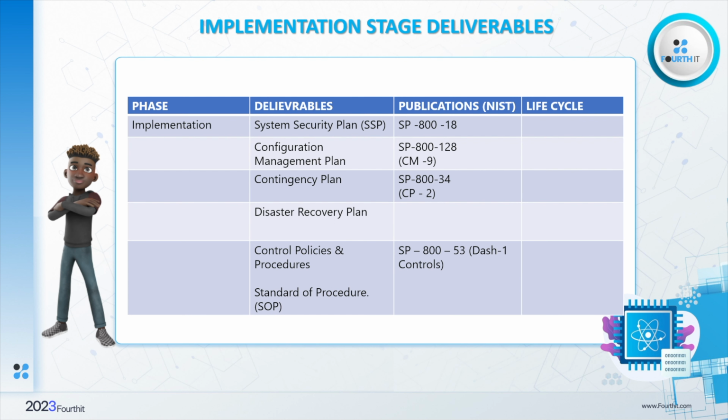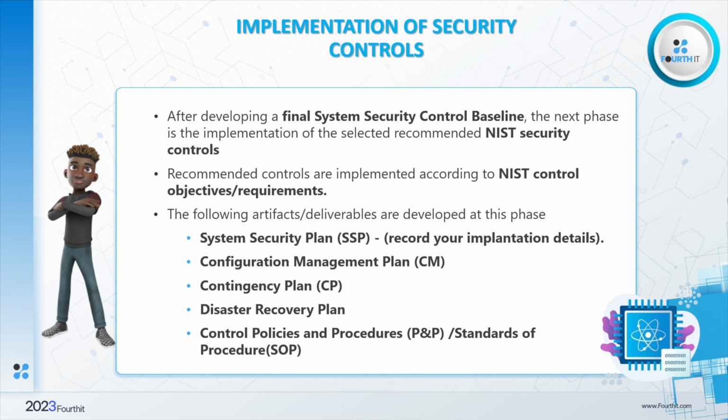implementation. Now, we need to put together our SSP, our configuration management plan, our contingency plan, our disaster recovery plan, control policy and procedures. Then we also have our standard operating procedure, or we have our control policy and procedure, or our standard operating procedure that we use. And so I'm going to explain all these terminologies to us.